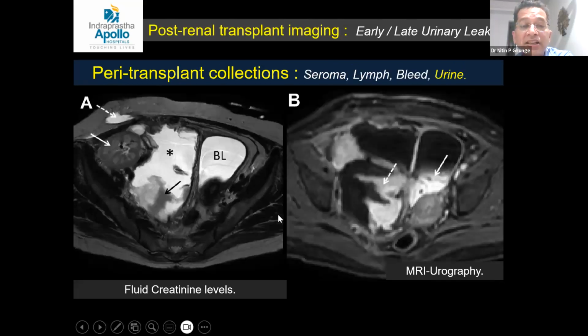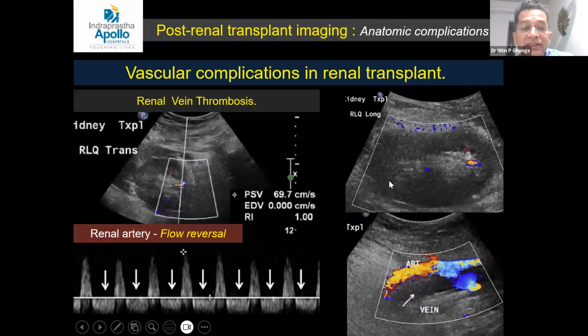But a number of transplant complications can be picked up on imaging. So here you can see there is peri-transplant fluid. This is the transplant kidney, and this fluid on aspiration showed increased creatinine values. This is the urinary bladder, and this is the leakage of contrast in the excretory phase, which confirms that this is a urinoma which is leaking into the cavity. So this is another complication.